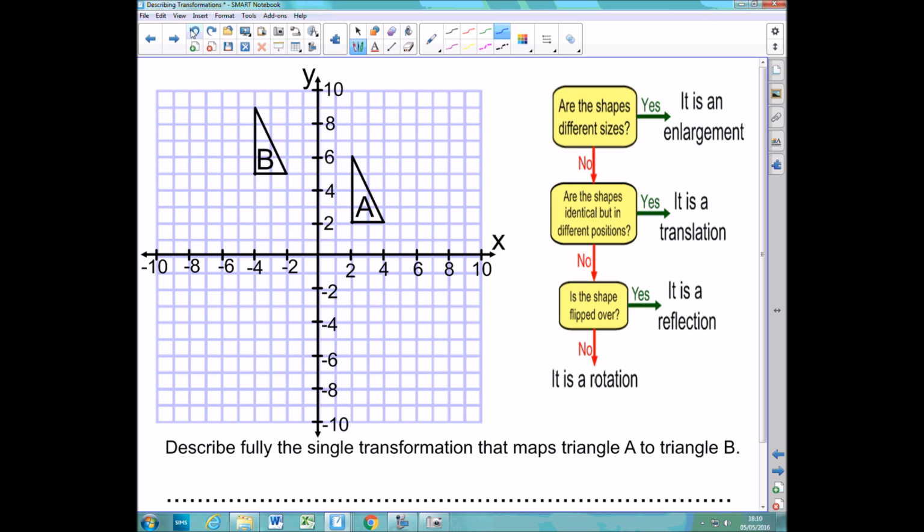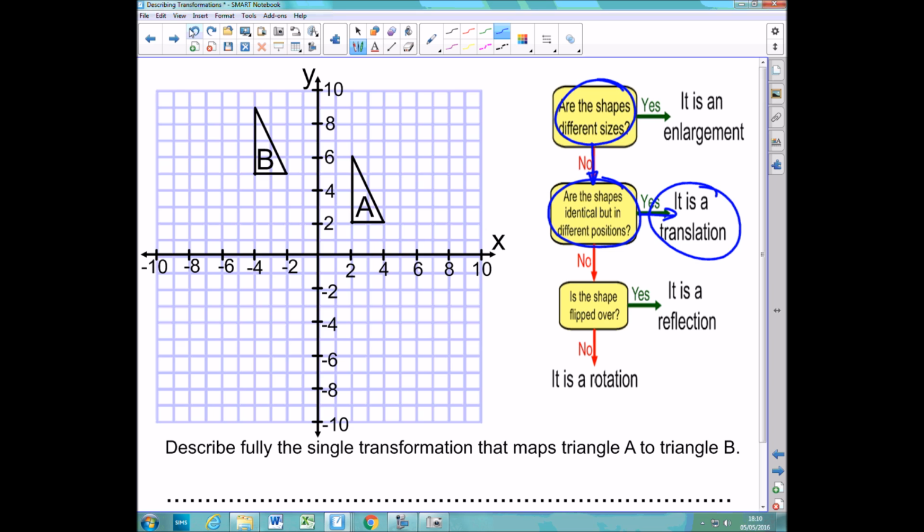Okay, so here's a different transformation. I'm going to ask myself the same starting questions. Are the shapes different sizes? In this case, no, they're not. Are the shapes identical but in different positions? In this case, it is a yes. So this must mean it is a translation, as the shapes haven't been tilted, they haven't been twisted. They're just the same shape, only in a different position.